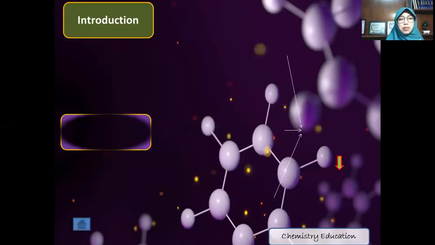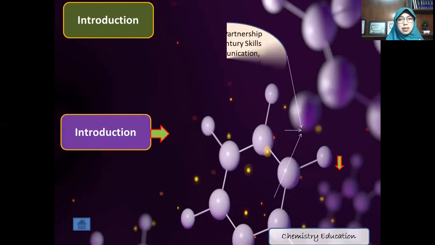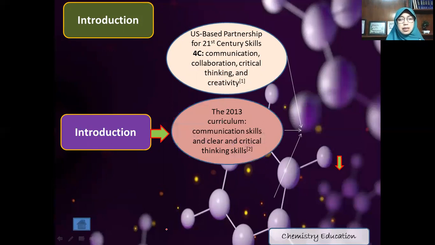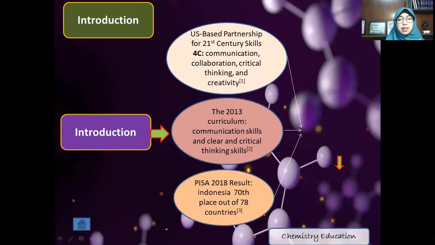In the introduction, we know that in the US-based Partnership for 21st Century Skills, communication, collaboration, critical thinking, and creativity are the needed competencies in the 21st century. And also in the 2013 curriculum, communication skill and critical thinking skill are the focus developed in our country. And we know in the PISA 2018 result, Indonesia was in 7th place out of 78 countries.